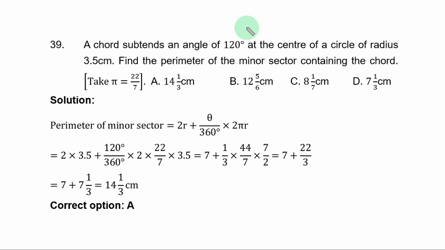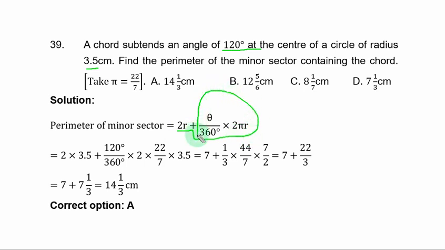Question 39. A chord subtends an angle of 120 degrees at the center of a circle of radius 3.5 cm. Find the perimeter of the minor sector containing the chord. The given information is contained in the minor sector, so no further simplification is needed. Perimeter of minor sector is equal to 2r plus theta over 360 degrees times 2 pi r.